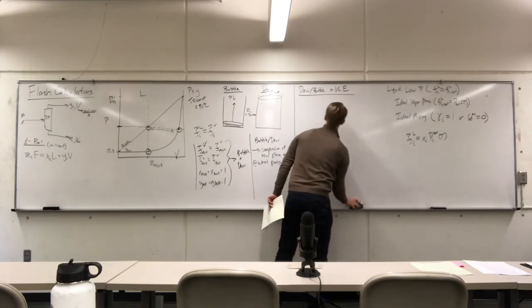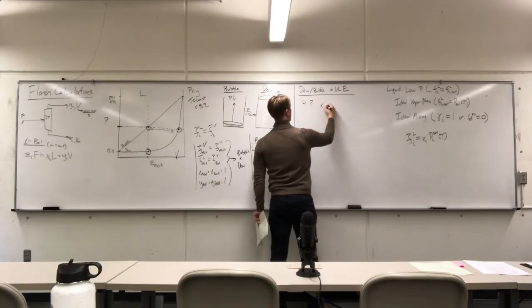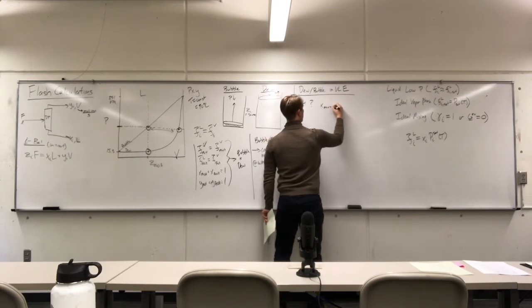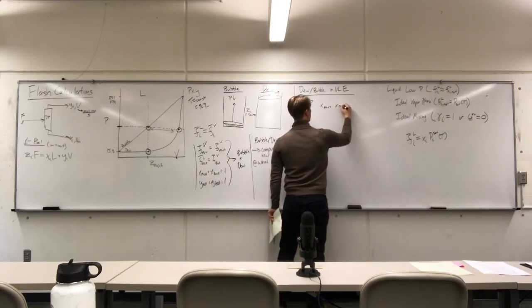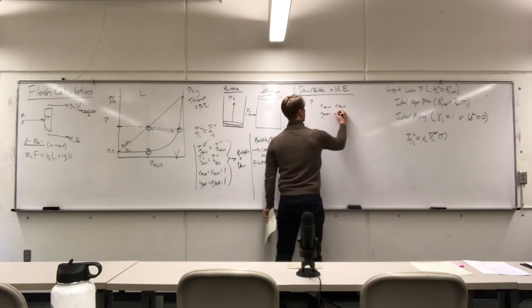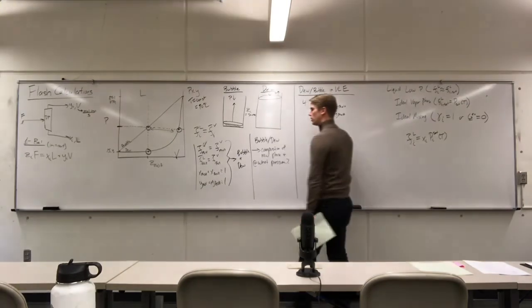Oops, shouldn't have erased Raoult's law. Hold on. I think everyone's got it memorized. 4 unknowns: X methanol, X pentanol, Y methanol, Y pentanol.